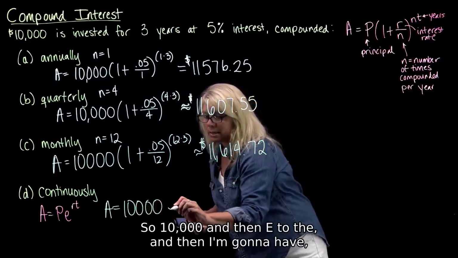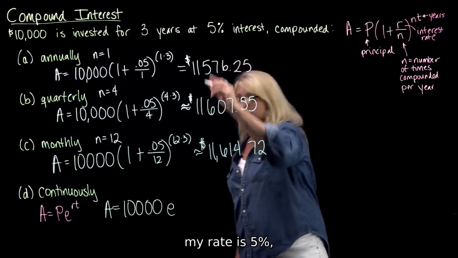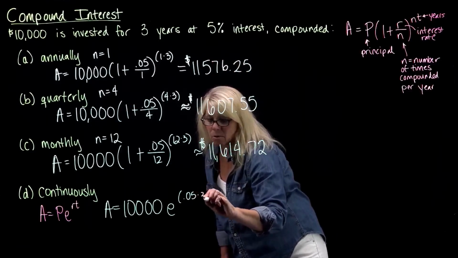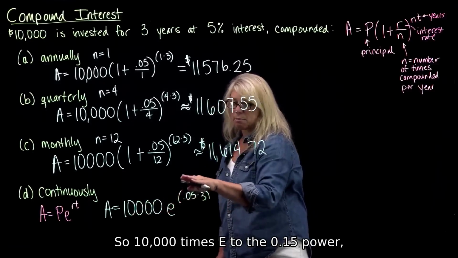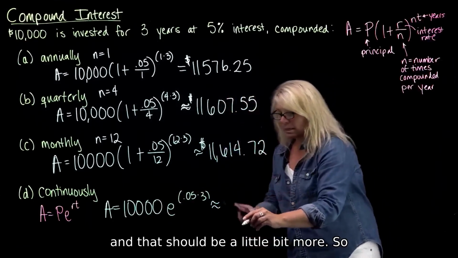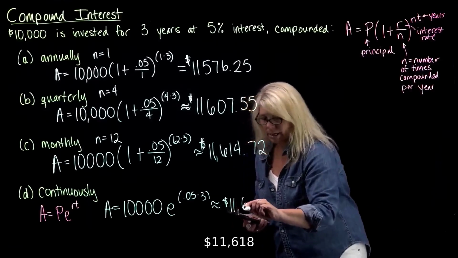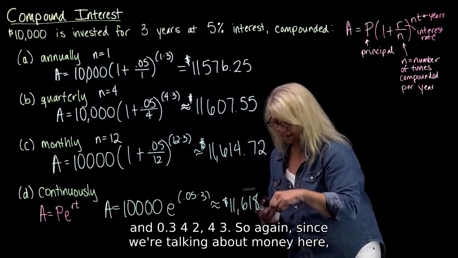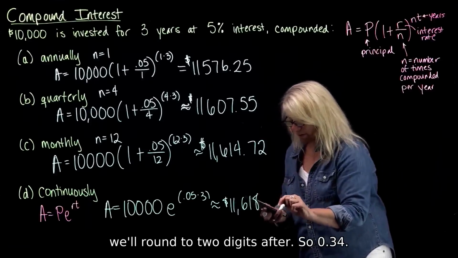So 10,000, and then E to the, and then I'm going to have my rate is 5%, so 0.05 times 3, or 0.15 if you want. So 10,000 times E to the 0.15 power. And that should be a little bit more. So I got $11,618.34243. So again, since we're talking about money here, we'll round to 2 digits after, so 34 cents.